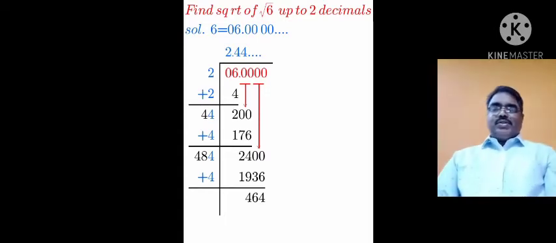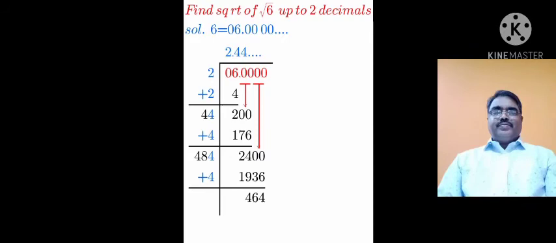Now let us divide 20 by 4. You get 5. Suppose if you take 5 here, multiply 45 into 5, you get 225, which exceeds 200. Hence we cannot take 5.